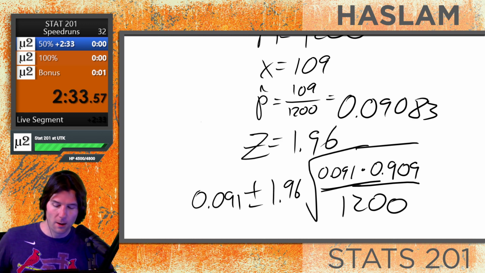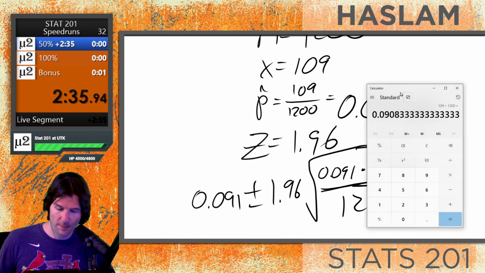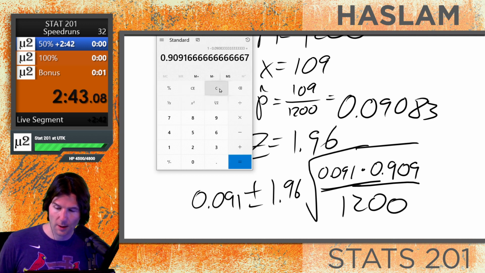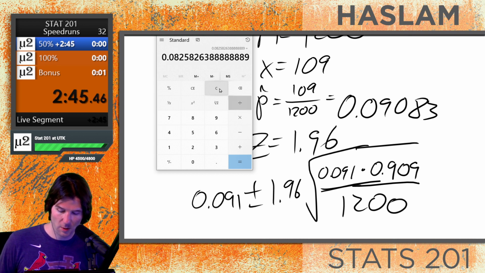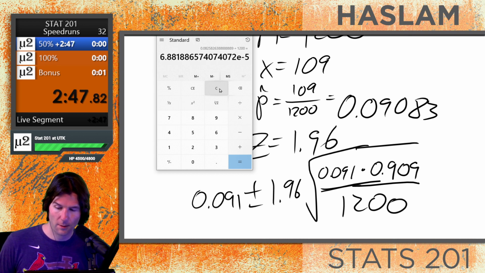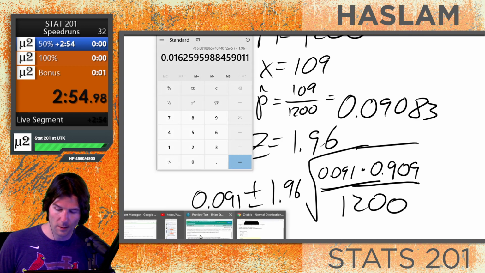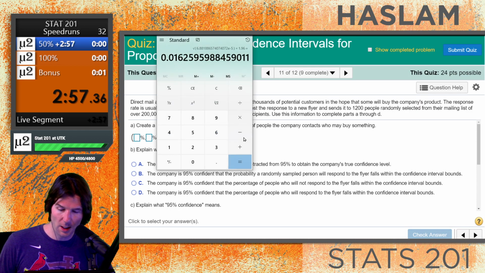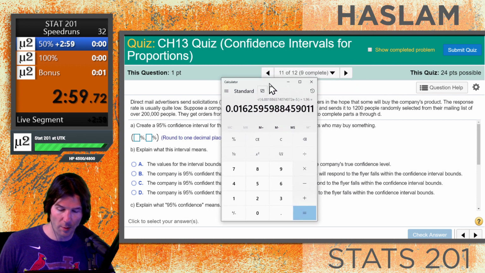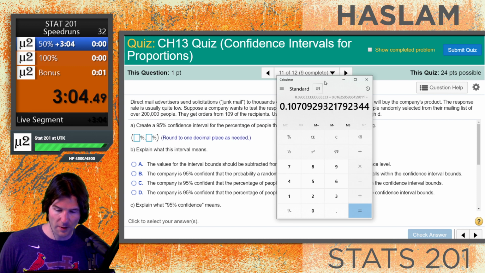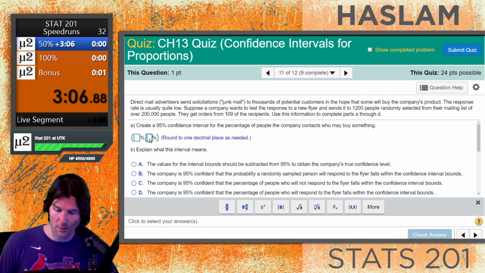It seems correct. Okay, so now we do p hat times q hat. Let me double check. I did that a little quick, so I'm worried. P hat times q hat over n, square root. We have the standard error. Multiply that by z. And now we go back to our problem. We take the sample proportion, which was 109 over 1,200, and then we add that to it, and we get 10.7 rounded.